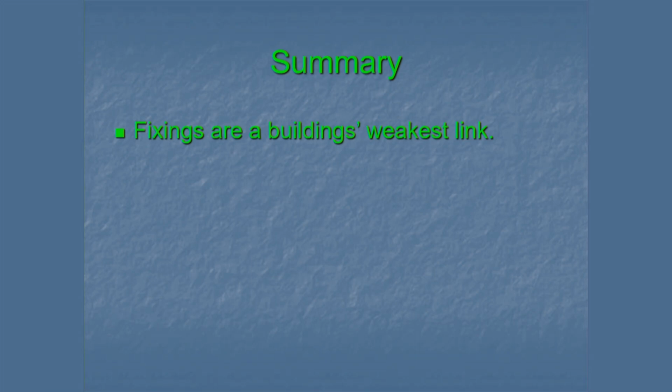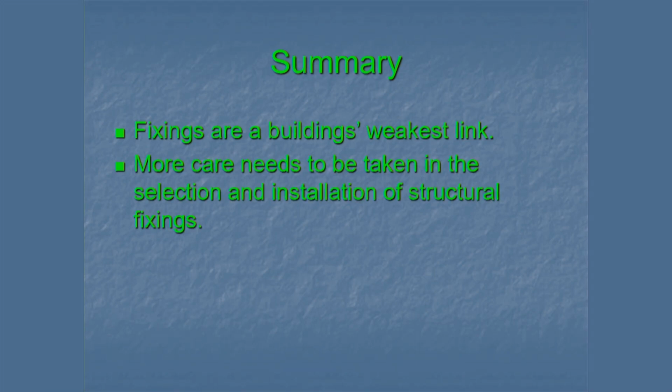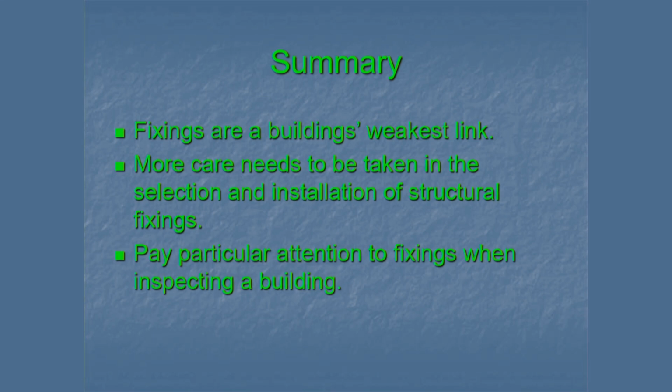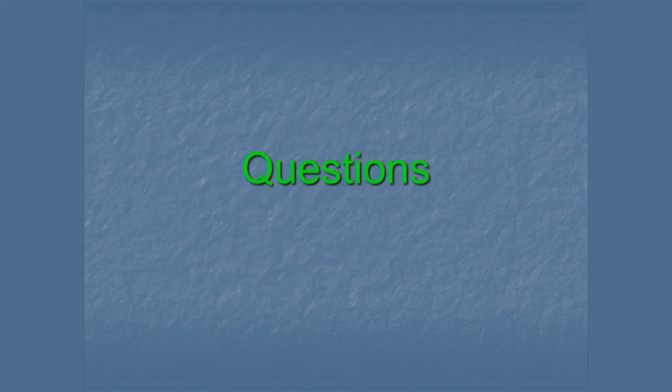So, the fixings are a building's weakest link. More care needs to be taken in the selection and the actual installation of the fixings. And pay particular attention to fixings when you're inspecting a building. It's unlikely that the beam will be wrong. It's possible, but unlikely. Much more likely that there's a problem with the fixings. And there we are.